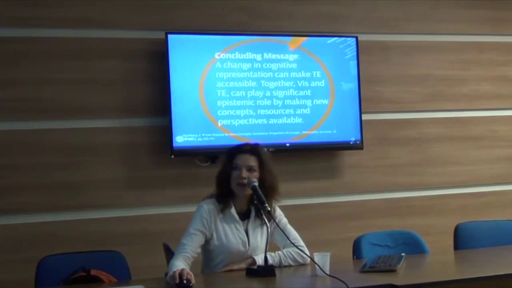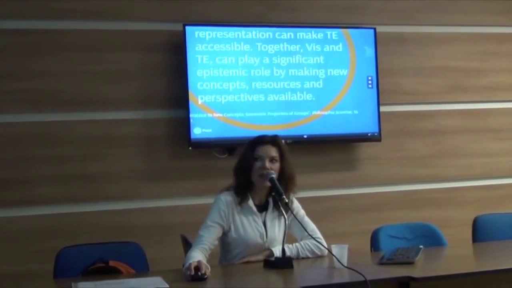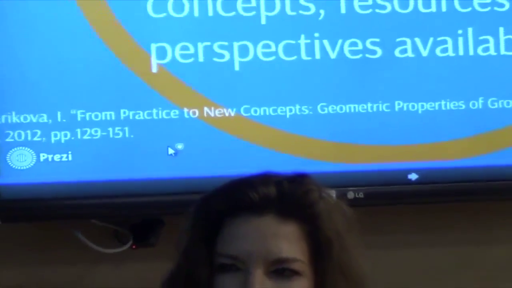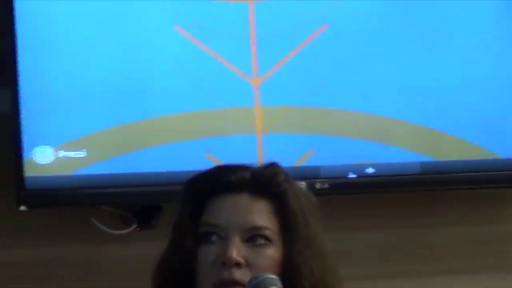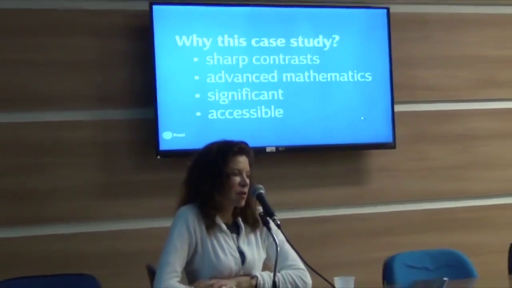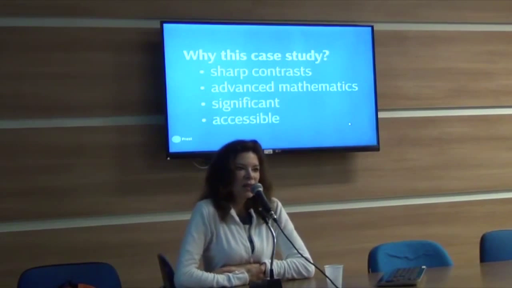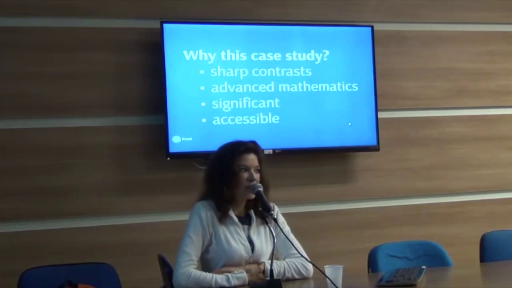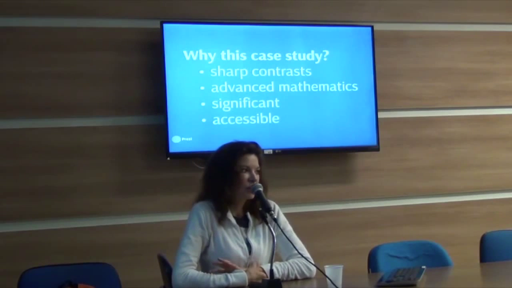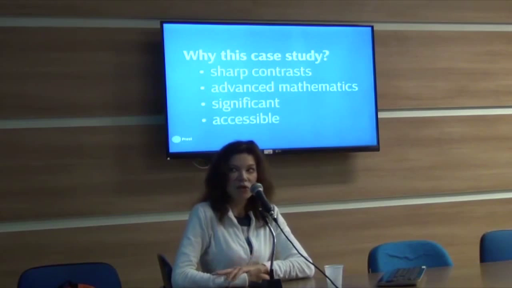I have a reference to my paper where I put these results so far, which I published in Filosofia in 2012. So you can take a look if you want more details. And I wanted to discuss just a couple of things, introducing a couple of slides about using a case study in philosophical research. So why did I choose this case study? I think it's a good example because it gives a sharp contrast between algebra and geometry, or at least between two different approaches, a combinatorial approach and a geometric approach.